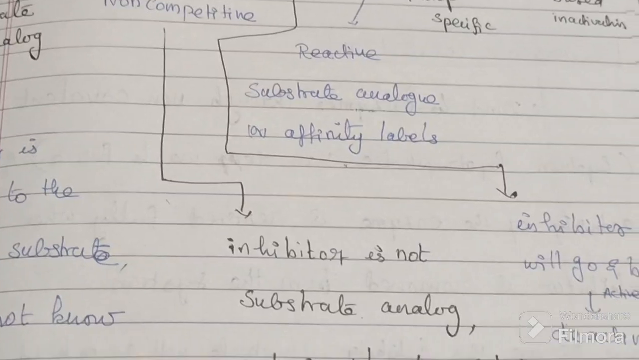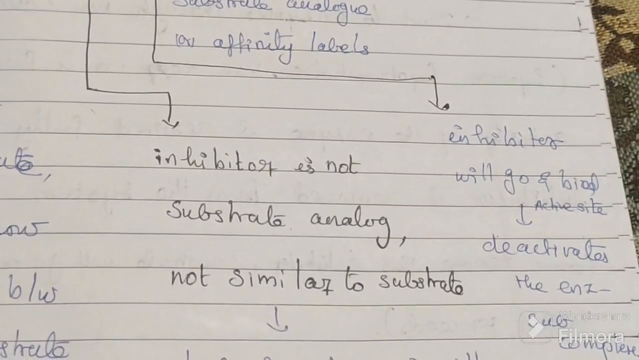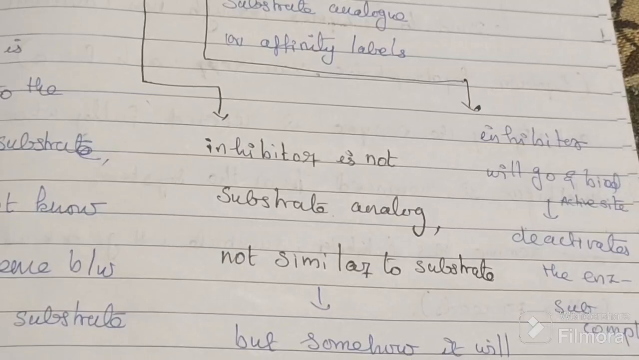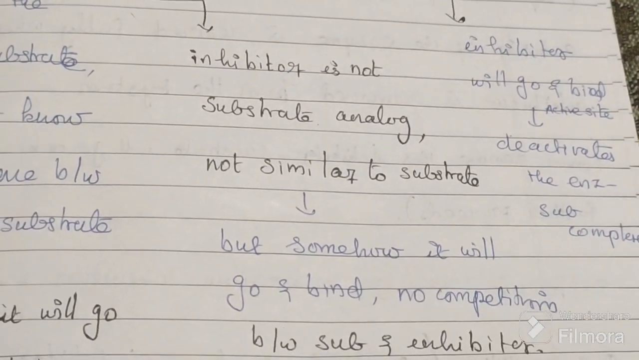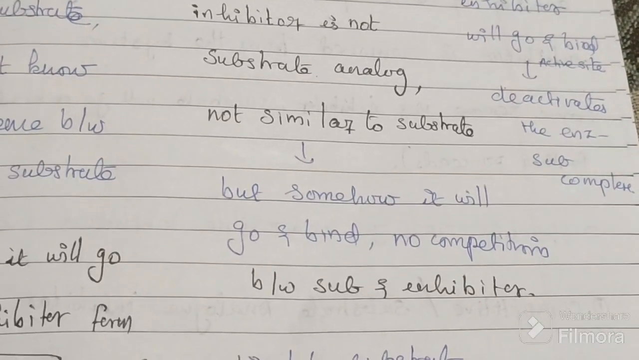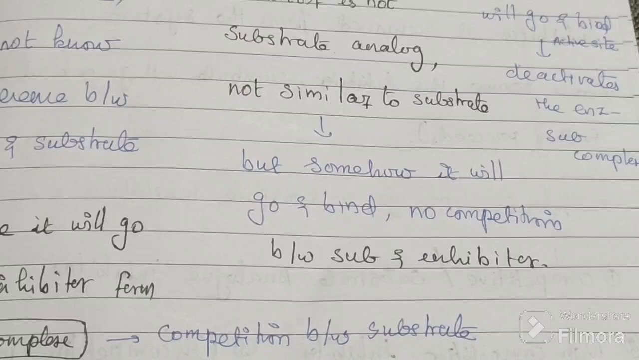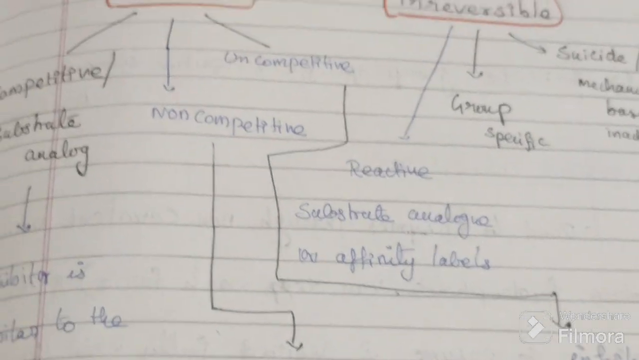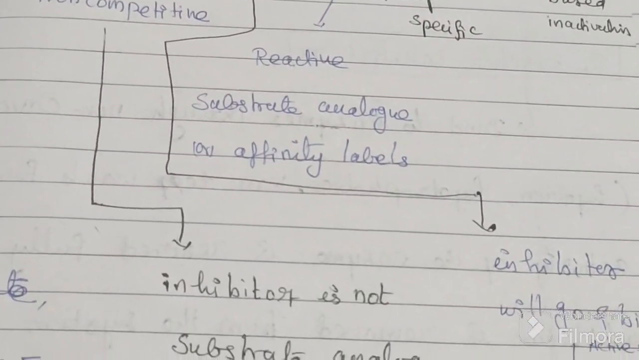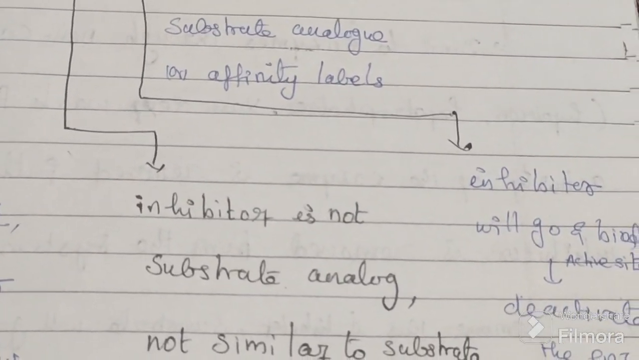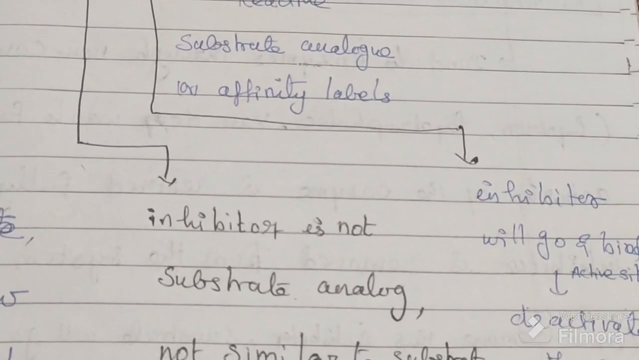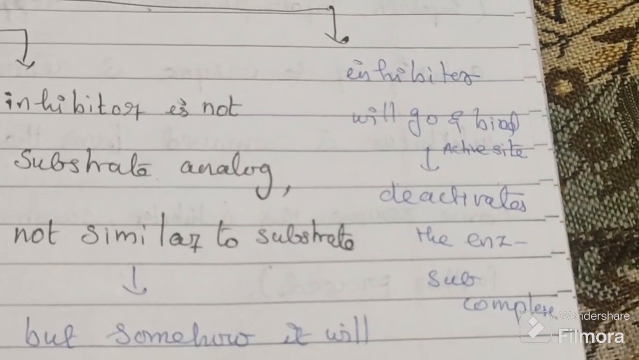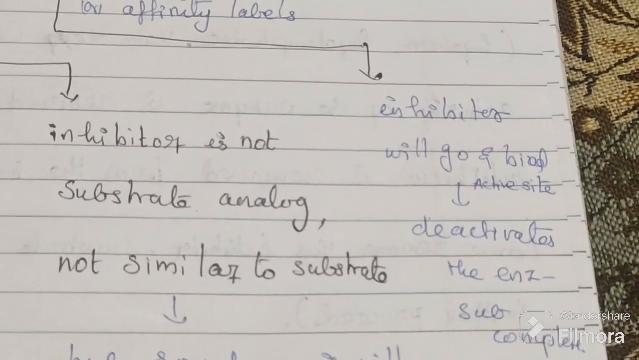The second one is non-competitive, because here the inhibitor is not at all a substrate analog, it is not similar in shape to the substrate, but somehow it will go and bind. There is no competition between substrate and inhibitor, but still it has a major effect inhibiting the reaction. The third one is uncompetitive. At a site other than the active site of that enzyme, the inhibitor will go and bind and deactivate the enzyme substrate complex.